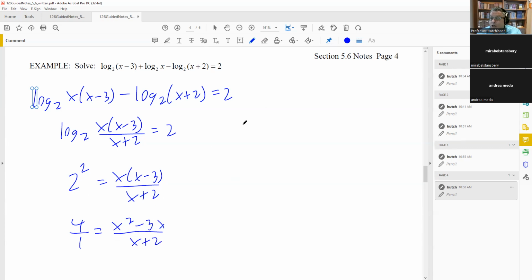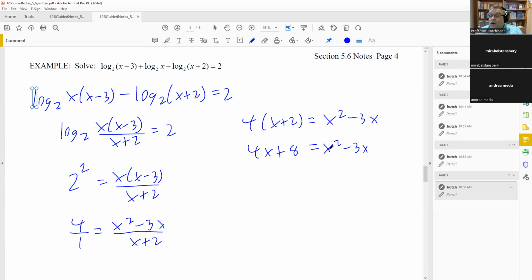Cross multiply is the next step. So 4 times x plus 2 equals x squared minus 3x. Next, we're going to multiply each of these by 4. 4x plus 8. And the idea here is you want to get everything all over on one side of the equation because you want to get it equal to 0.